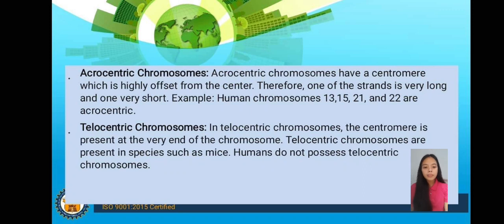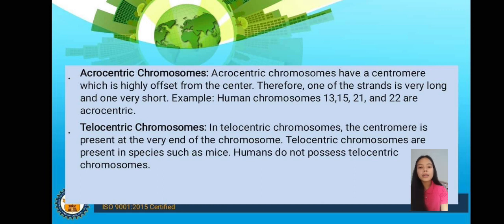Next, acrocentric chromosomes have a centromere which is highly offset from the center. Therefore, one of the strands is very long and one is very short. Example, human chromosomes 13, 15, 21, and 22 are acrocentric. Last, telocentric chromosomes. In telocentric chromosomes, the centromere is present at the very end of the chromosome. Telocentric chromosomes are present in species such as mice. Humans do not possess telocentric chromosomes.